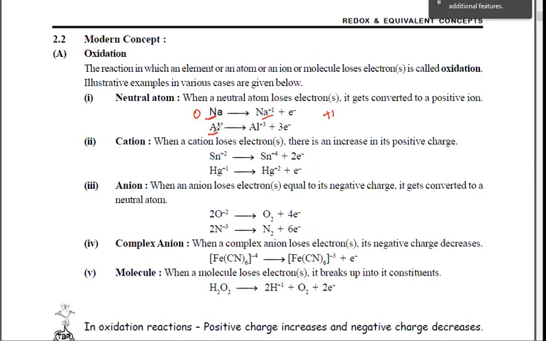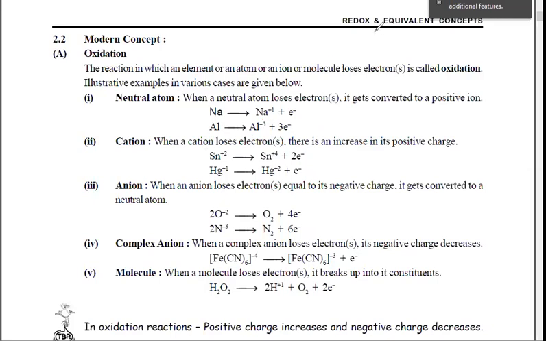Now let's see. What about this Al? 0. What about this Al? +3. In this case also, it is increasing. So you might ask, okay, this was the case of neutral atom. What about cation and anion? Let's see about cation and anion.